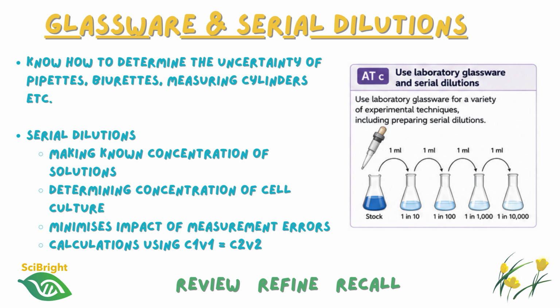ATC focuses on the use of laboratory glassware. Now, you should be familiar with equipment such as pipettes, burettes, volumetric flasks, and measuring cylinders. One important technique is carrying out serial dilutions, and you might be doing this to prepare solutions of known concentration or dilute a cell culture to allow more accurate determination of its concentration. You might need to describe how to perform the serial dilutions in an exam question or perform calculations using the equation C1 times V1 equals C2 times V2. And remember, you don't get given the equations, so for more advice on which maths equations you need to memorise for biology, check out my video in the description.